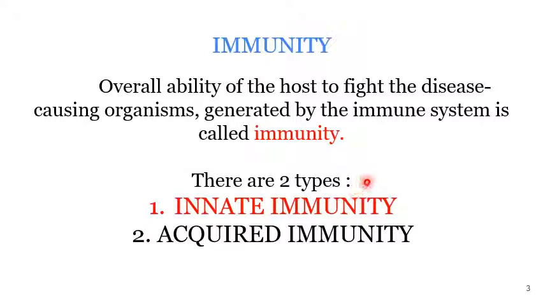There are two types of immunity. One is called the innate immunity and the second is called the acquired immunity. We shall try to know this a little more in the next PPT.